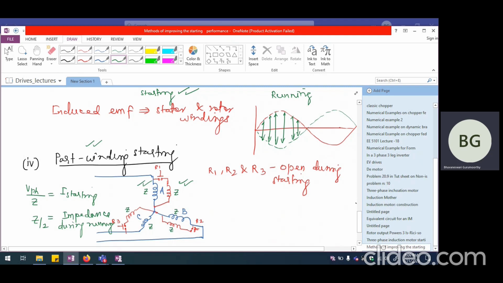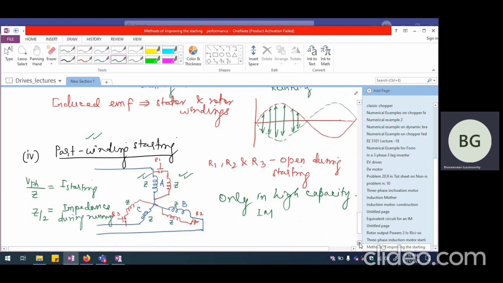So this is not very commonly used in low capacity induction motors. This is generally used only in high capacity induction motors, because you might have multiple windings, and whenever you talk about higher torque producing capability for the induction motor, it will require a larger amount of current to be carried. So you may have multiple windings in parallel in any induction motor in those cases. So only in high capacity induction motors is part winding starting generally used.